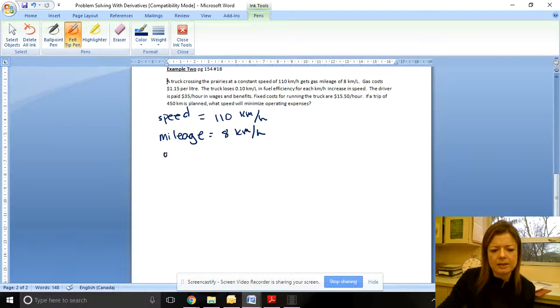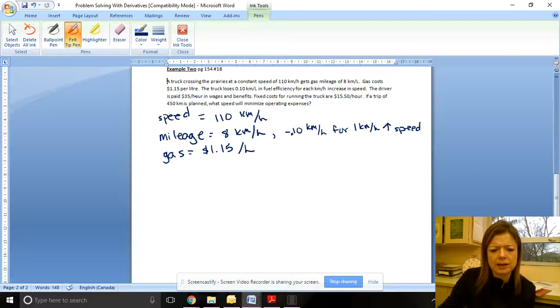Okay, gas costs $1.15 per liter. Okay, so here we go. The truck loses 10 cents of fuel efficiency for every kilometer increase in speed. So I'm going to put that together with the mileage because that affects the mileage. So minus 0.10 kilometers per liter for 1 kilometer per hour increase of speed. So those two things go together.